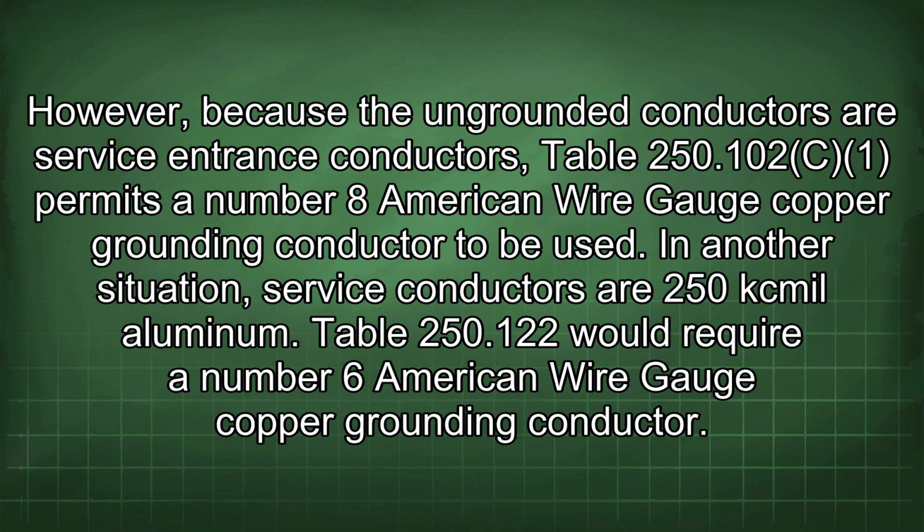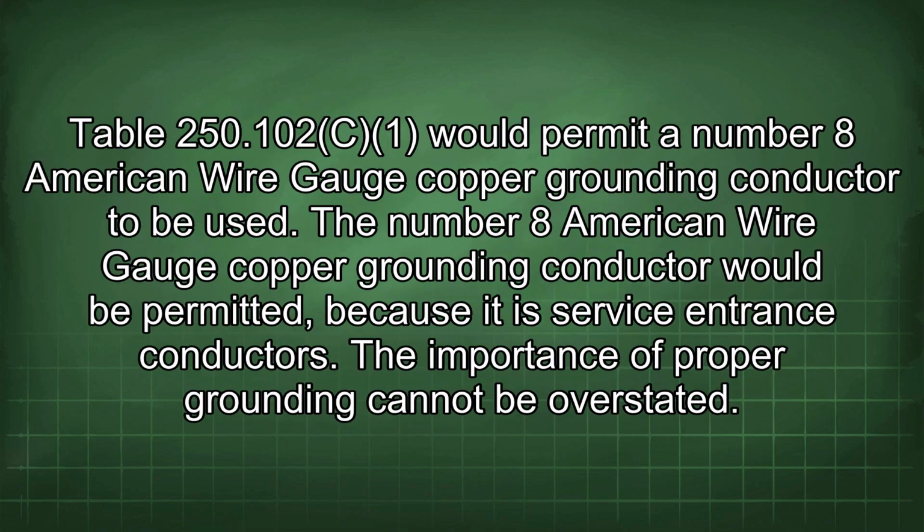In another situation, service conductors are 250 kcmil aluminum. Table 250.122 would require a number 6 American wire gauge copper grounding conductor. Table 250.102 would permit a number 8 American wire gauge copper grounding conductor to be used. The number 8 American wire gauge copper grounding conductor would be permitted because it is service entrance conductors.